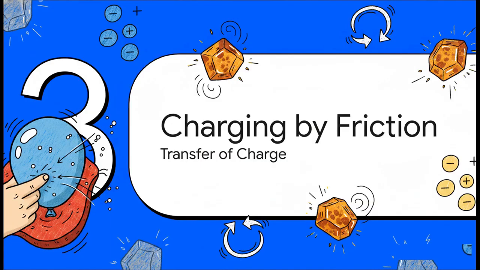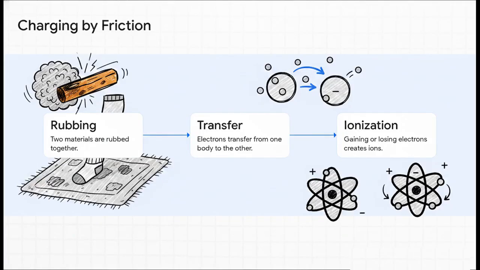Section 3. Charging by friction. So how exactly does the balloon, or the amber for that matter, get charged in the first place? Well, when you rub two materials together, like your socks and a carpet, you are actively adding energy through friction.